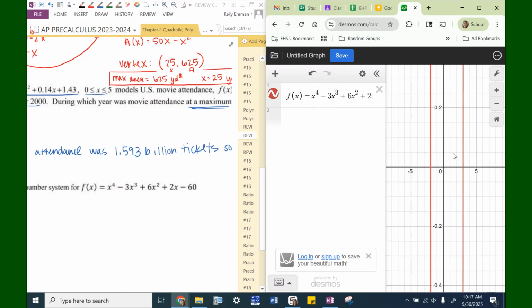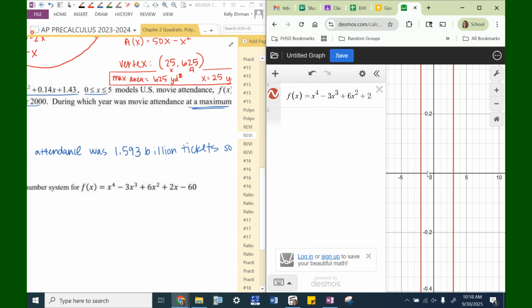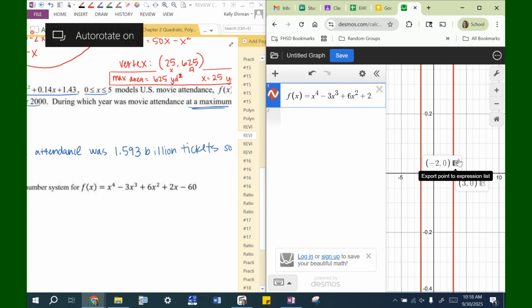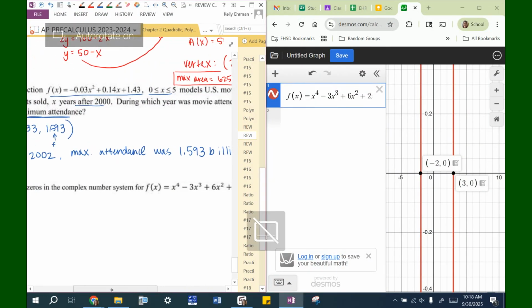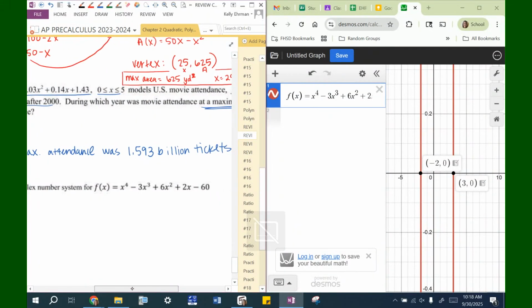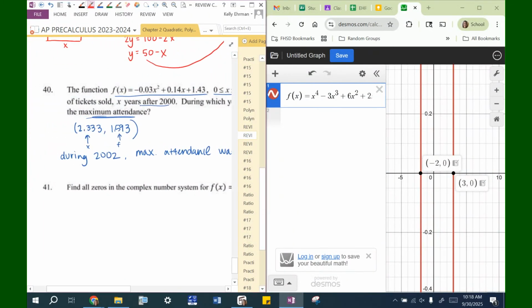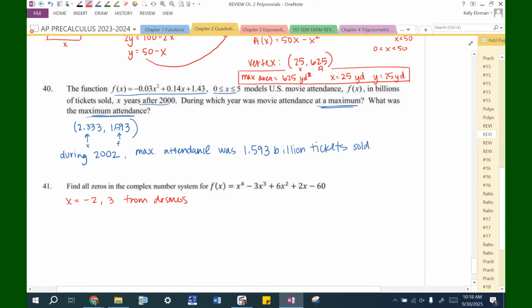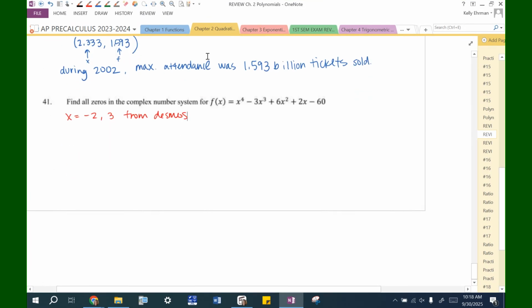I don't think I would add a table for this. I'm not going to give you extreme values either, so I can see two of these right now, x equals negative 2 and positive 3. It's going to be within a plus or minus 10 window for the problems I'm giving you, so the zooming shouldn't be too crazy. So x equals negative 2 and positive 3, and this is from Desmos, or my calculator.